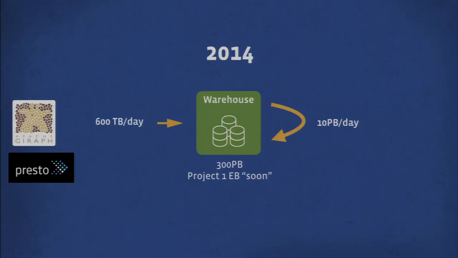So just to give you an idea of the scale that we're dealing with, and these numbers are a little bit old, but still relatively reasonable. We ingest more than 600 terabytes of data per day into the data warehouse. And we're taking that data and processing over 10 petabytes of it every single day at Facebook. Our storage system, our publicly released number, is over 300 petabytes of storage. And that will grow to an exabyte very, very soon.